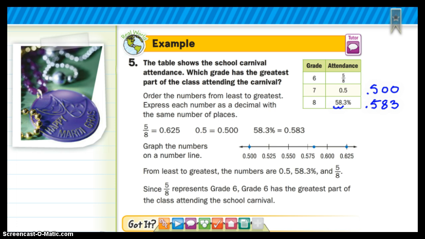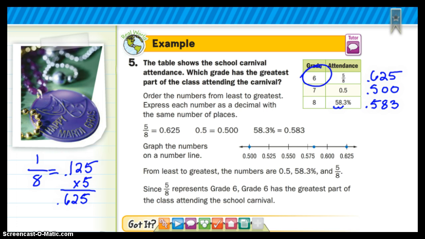So again, I'm going to come over here and go 1/8 equals 0.125. There are 5 of those, so I'm going to multiply that by 5. 5 times 5 is 25. Carry my 2. 12. Carry my 1. 6. So then I've got 0.625. So 6th grade has the greatest attendance. Get the got it done.